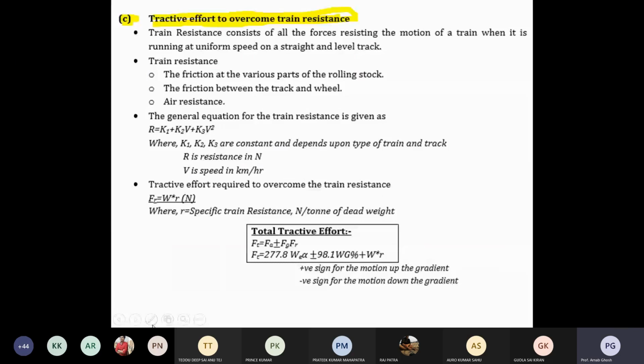Train resistance consists of all kinds of force, including the motion of the train. That means inertia for static, and then inertia for the motion, when the train is running at uniform speed on a straight and level track. That is important. Then train resistance includes the friction at the various parts of the rolling stock, that is, the movement on the wheel.